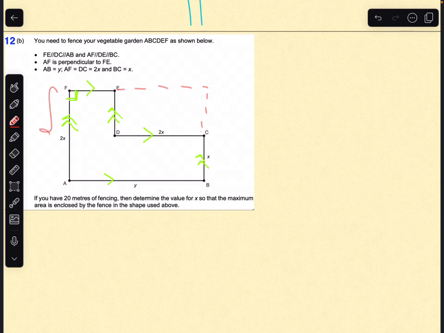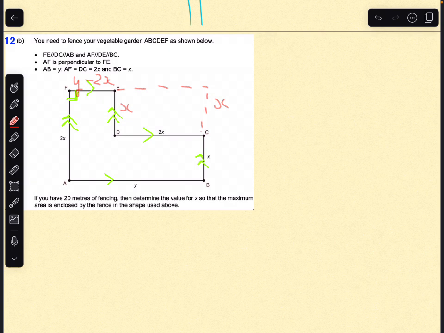So because this whole side is 2x, and over here we're told that this bit is x, that means that this little piece here is x. So in other words, DE is also x. Okay, and then we have this side being y, so this side is also y. This piece is 2x, so this piece over here will be y minus 2x.